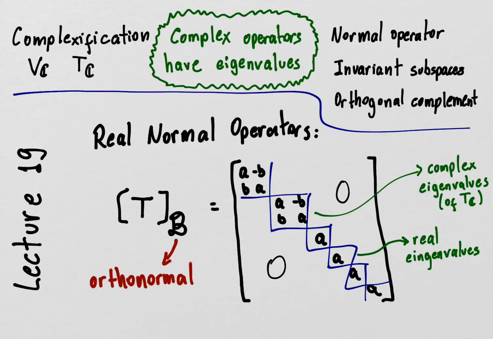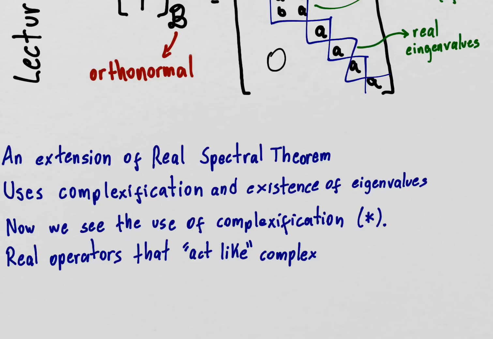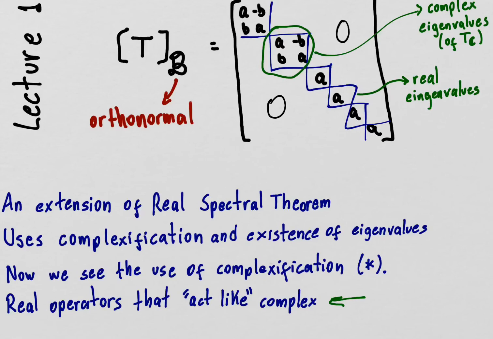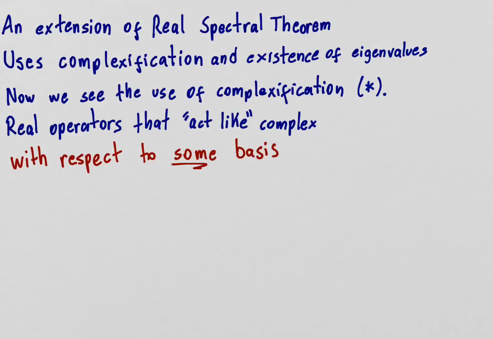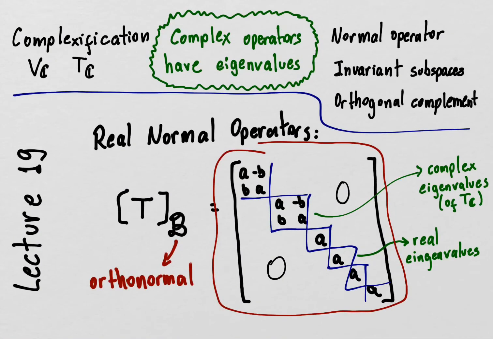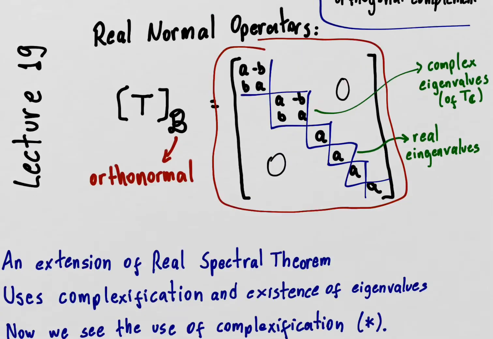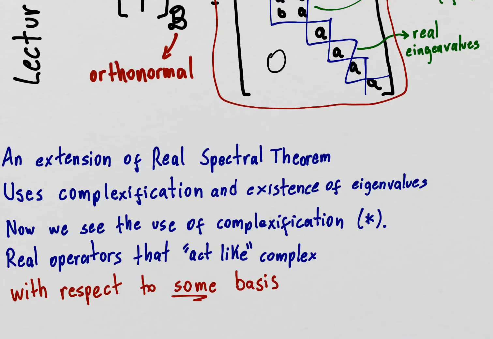Another comment made by students was that these little 2 by 2 blocks that we see here are real operators that act like complex operators, which I think is a very good intuition, a very good description for what these blocks mean. Now, some students mentioned that this form that we have here describes the operator with respect to some basis. And I think it's interesting to notice that it is actually an orthonormal basis.